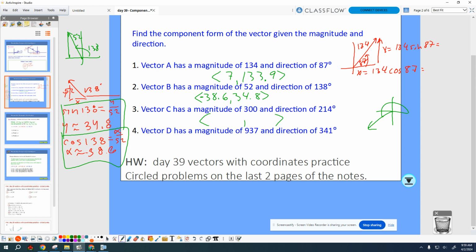For the x, it would be 214 cosine times 300. You get negative 248.7. And the other one, sine, you do the sine of 214 times 300. Negative 167.8. Okay. Then how about D? Adam, can you help? Then how do I do this one? It takes me all the way around to here.